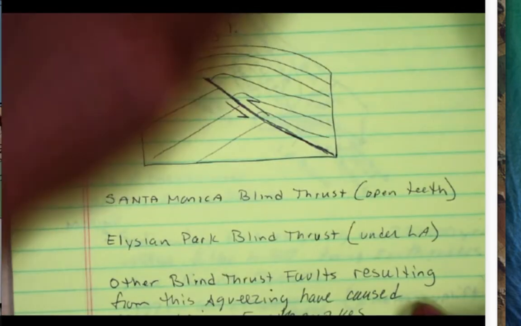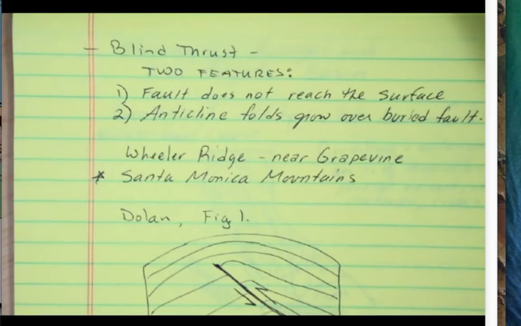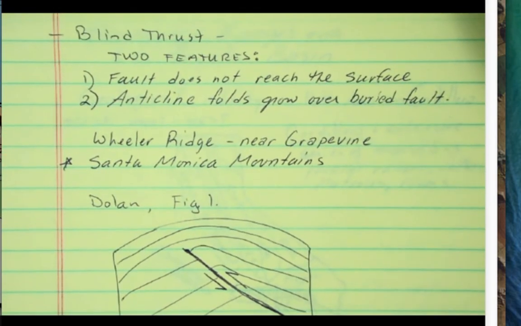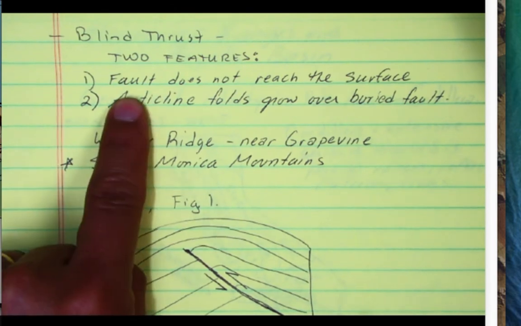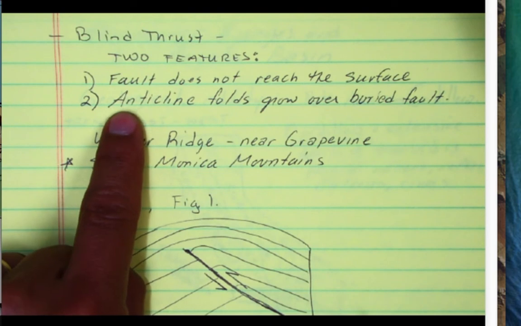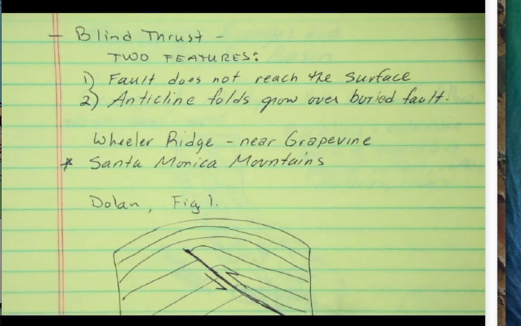Now when we look at the blind thrust in more detail, there's two important features I want you to know about these blind thrusts. So obviously they're going to be a reverse fault, but the one thing is that the fault does not reach the surface. And the other thing is, at the surface, it ends in these anticlinal forms, right? Anticlinal forms. So the anticlinal fold grows over buried faults.